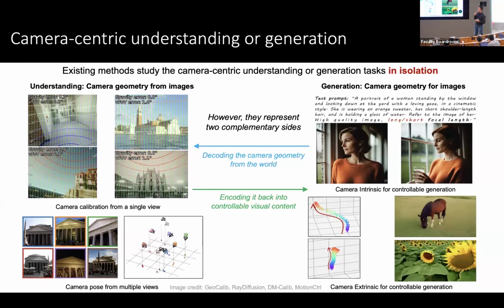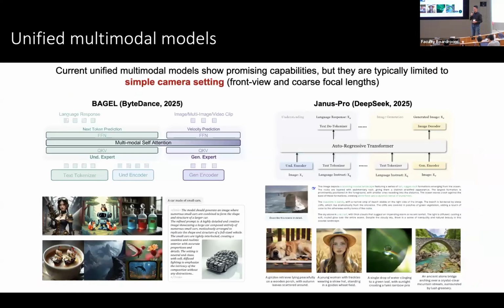You can think about using large multimodal models to solve that, because these models can already perform understanding and generation in a single unified model, like the very nice work of Bagel or GenX Pro. Basically, you can do very nice generation, and at the same time, you can do very comprehensive understanding given images.